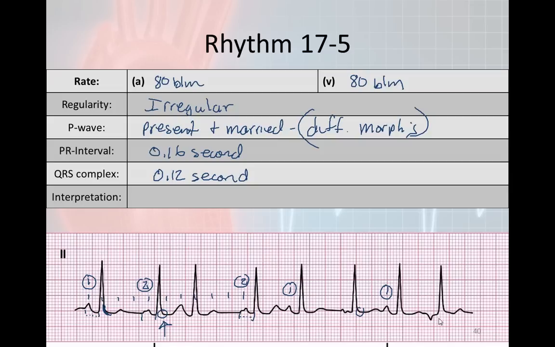Not sure what that is. This might be a number 2 right here, or it could be a number 3. So I'm putting a question mark here. I know for sure that's a different morphology right there. And it doesn't matter if this is a 2 or a third morphology. This right here could be a different one. You could have up to 4. So we know we have 3 or more. So we're going to go ahead and say this is a wandering atrial pacer.